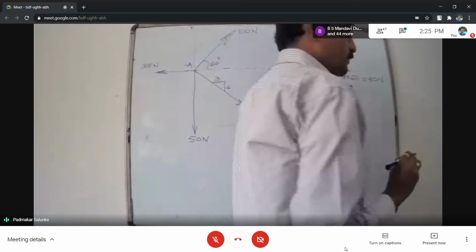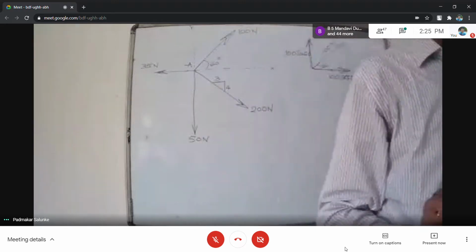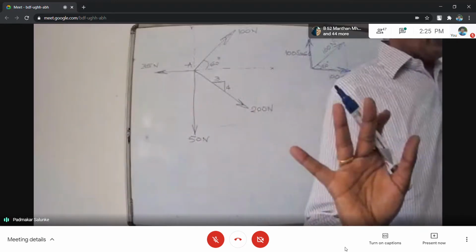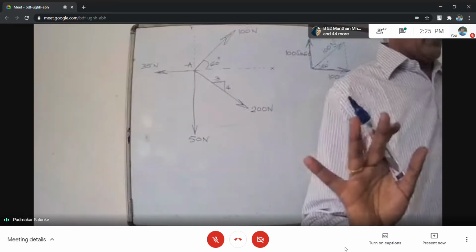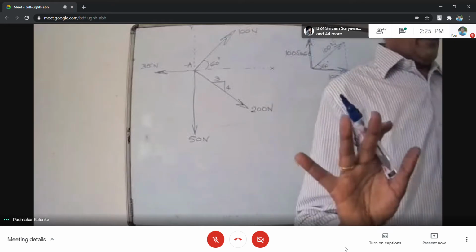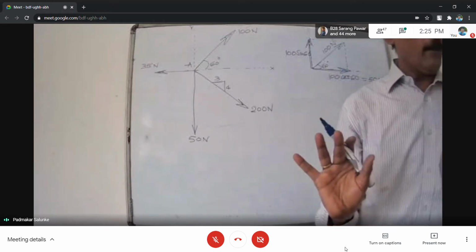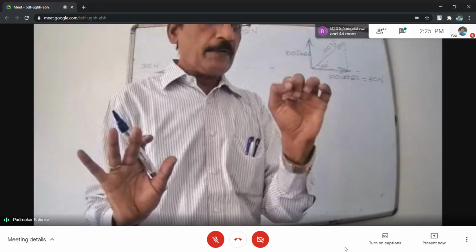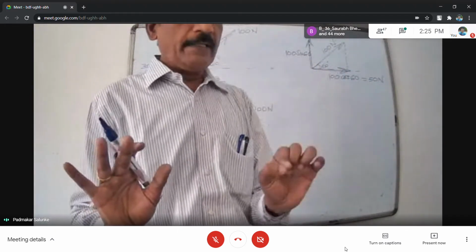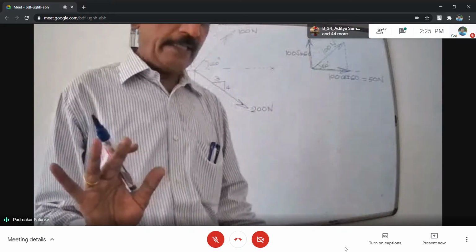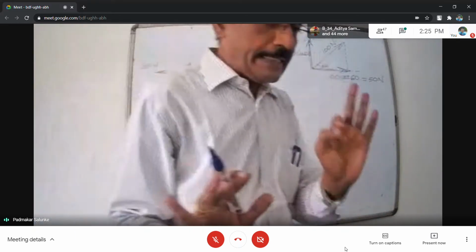Now you tell me, what is sin 60? Root 3 by 2. Forget what you did in 11th and 12th; work with the calculator, 0.866. Confirm that the calculator is in degree mode or not. On the display at the bottom, capital D or capital R comes. Capital D stands for degree mode, so our angles are given in degrees.